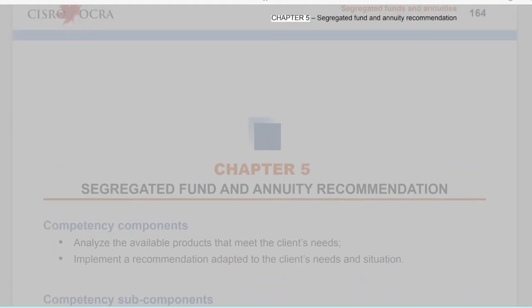Segregated funds and annuities. Chapter 5, Segregated Fund and Annuity Recommendation, 164.